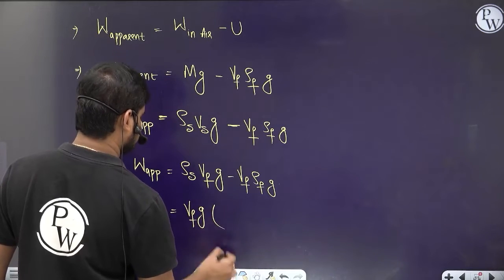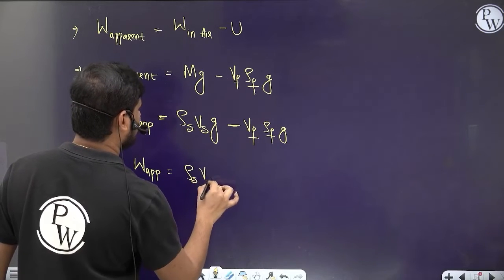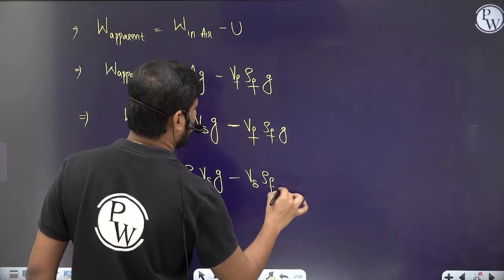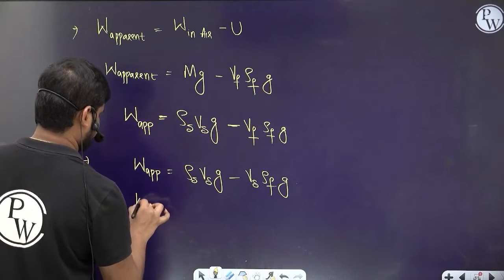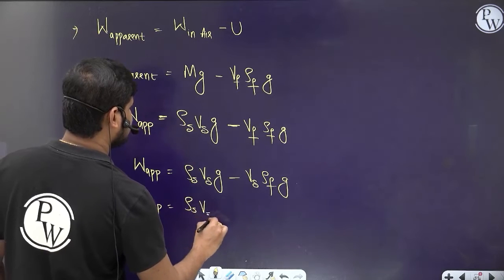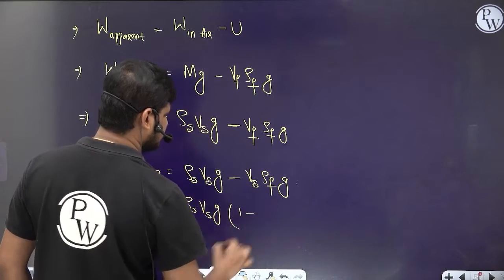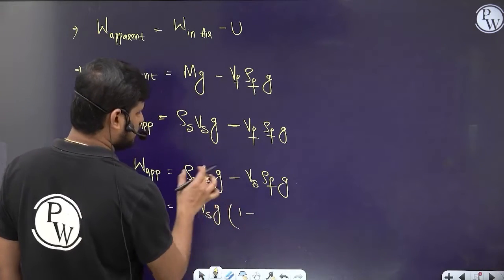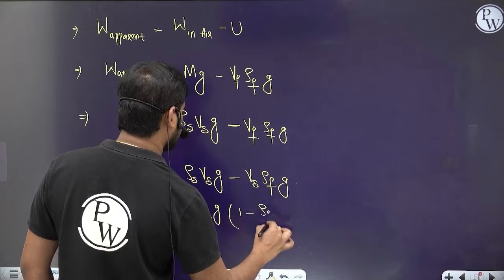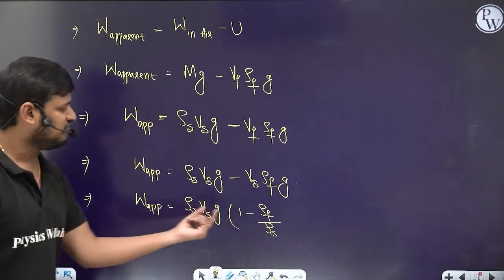Let me write it this way instead: the density of the solid into the volume of the solid into g, minus the volume of the solid into rho F into g. Now I take the complete rho S Vs g out, which gives 1 minus, and here rho F is left, so rho F by rho S.